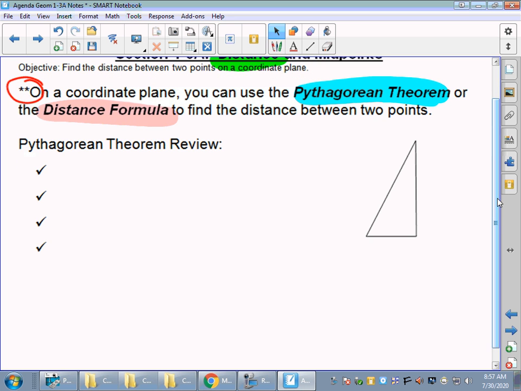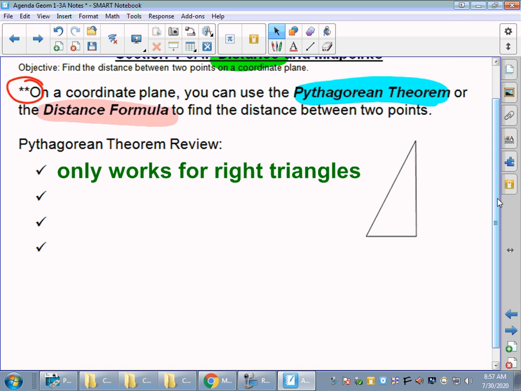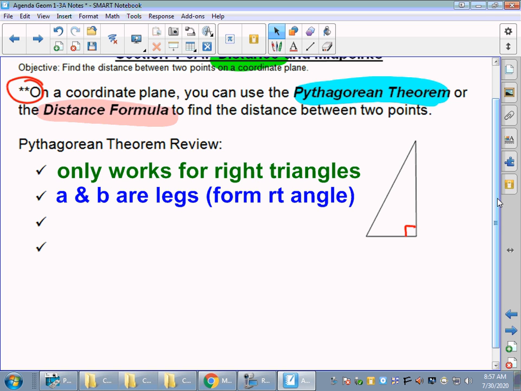So, Pythagorean theorem review. First of all, it only works for right triangles. So I've got this little triangle on the side. I need to make sure that I know that it's a 90-degree angle. Crucial. The second thing you need to recognize is that in the Pythagorean theorem, A and B are legs. The legs form the right angle. So this is a leg and this is a leg, and it doesn't matter which way you name them. A can go here, B can go here, or you could switch them.